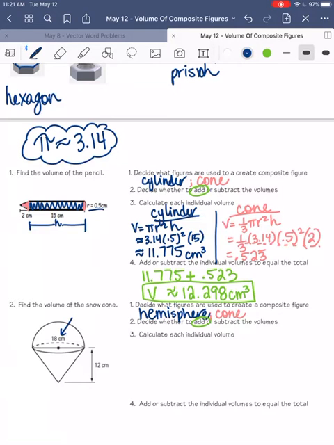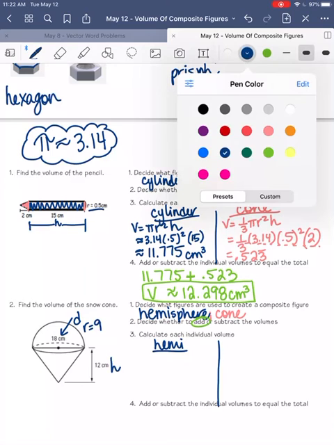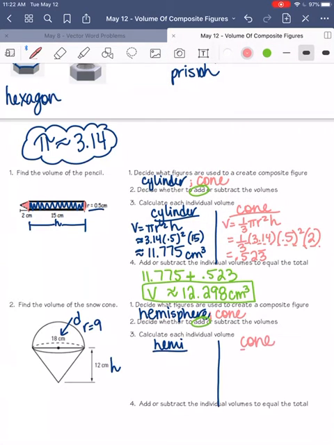So the first thing I want you to understand is that's the diameter. So that means the radius is going to equal 9, okay? And then here's the height of our cone. All right, let's draw. We're going to do hemisphere. I'm going to abbreviate hemi, and then we'll do cone on this side.